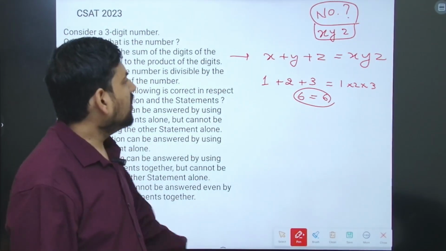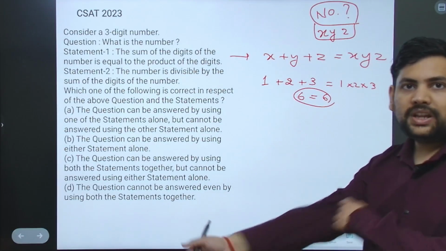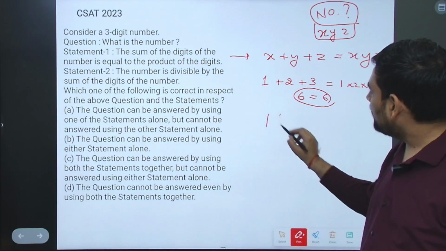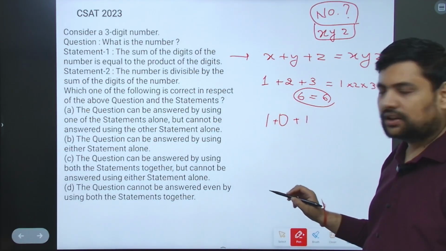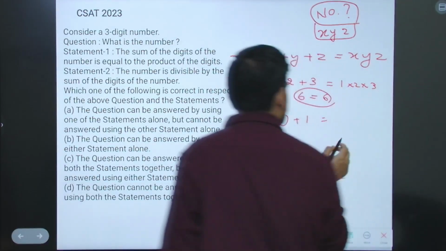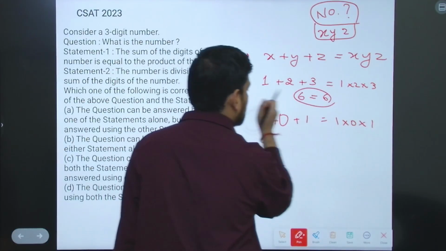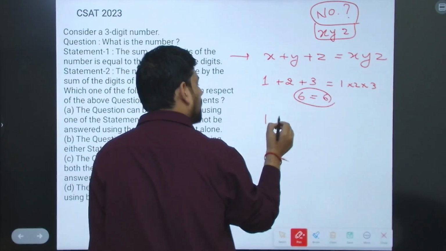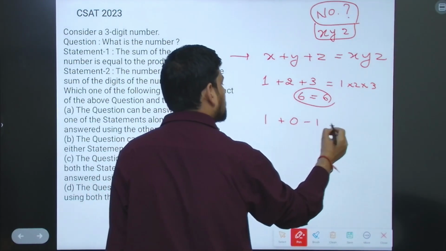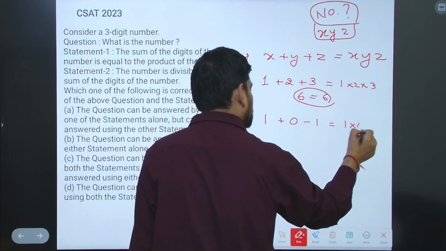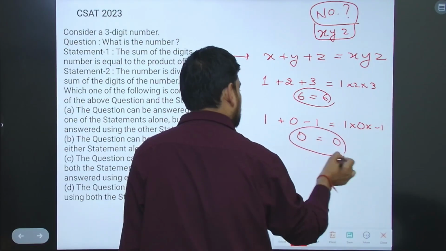Now you can also think of other triplets. For example, you may think that there is another triplet like 1 plus 0 plus 1. Now if you multiply them, it will be 1 into 0 into 1. No, but this is not satisfying. 1 plus 0 minus 1 will satisfy, and this will be 1 into 0 into minus 1. Then this comes out to be 0 and 0, but this is rejected.